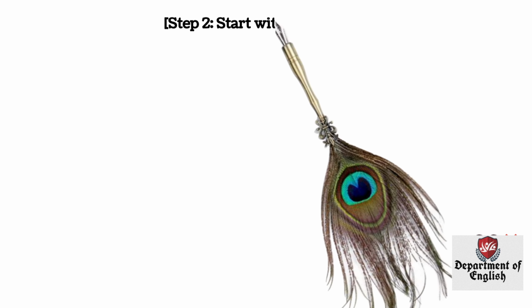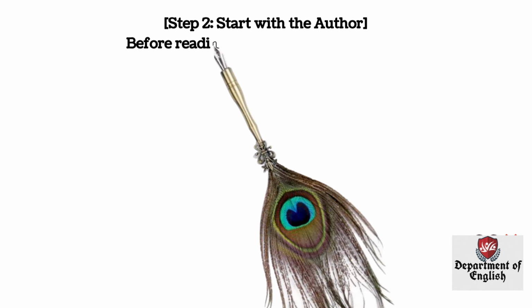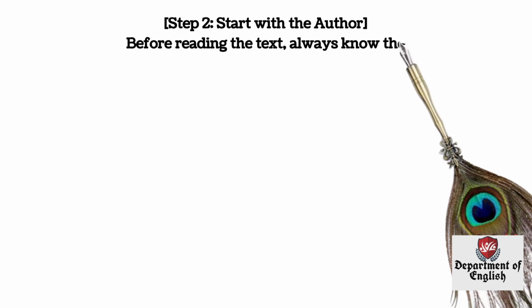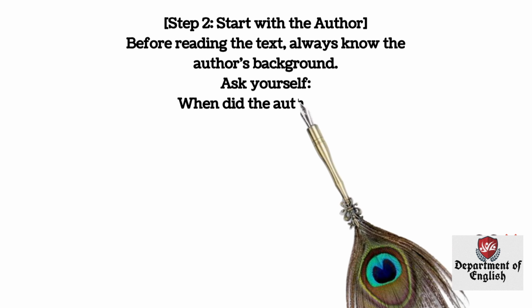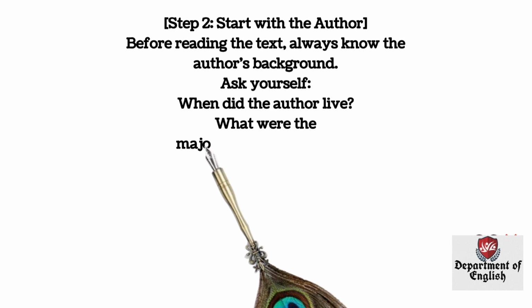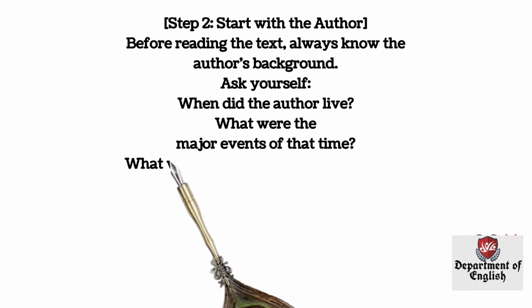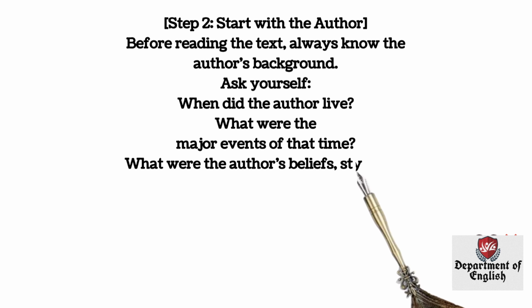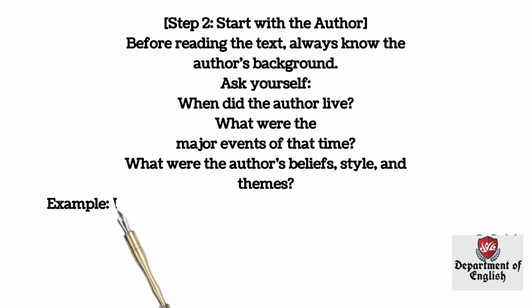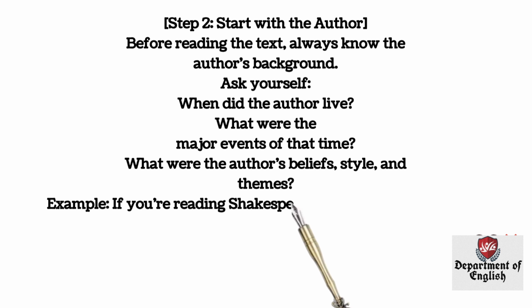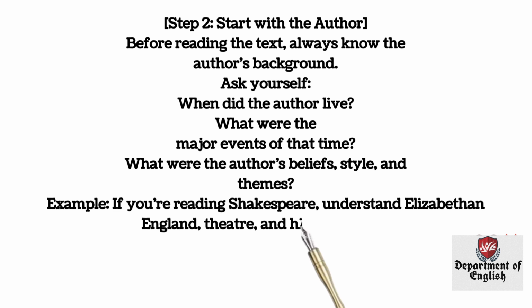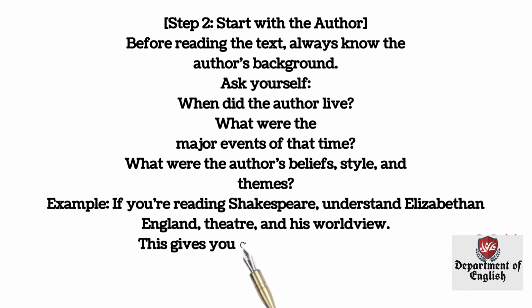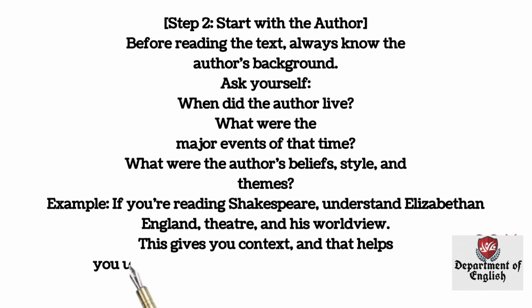Step 2. Start with the author. Before reading the text, always know the author's background. Ask yourself, when did the author live? What were the major events of that time? What were the author's beliefs, style, and themes? Example. If you're reading Shakespeare, understand Elizabethan England, theater, and his worldview. This gives you context, and that helps you understand why the author wrote in that way.